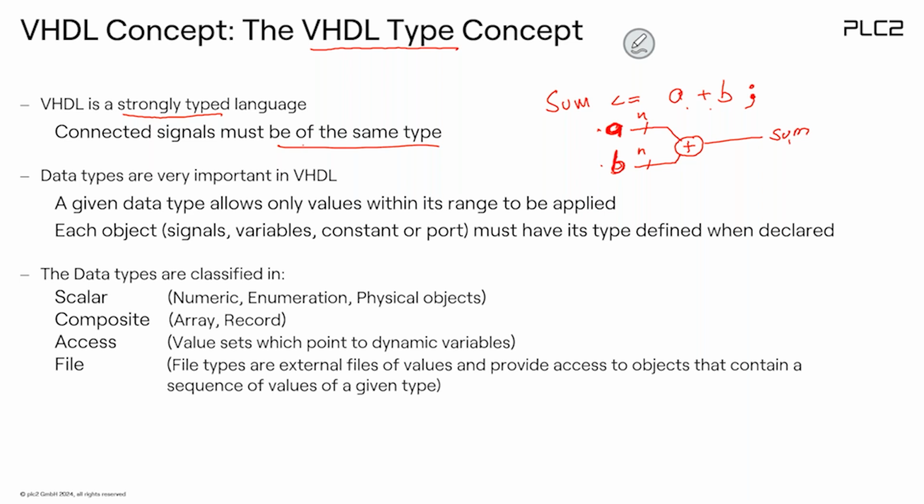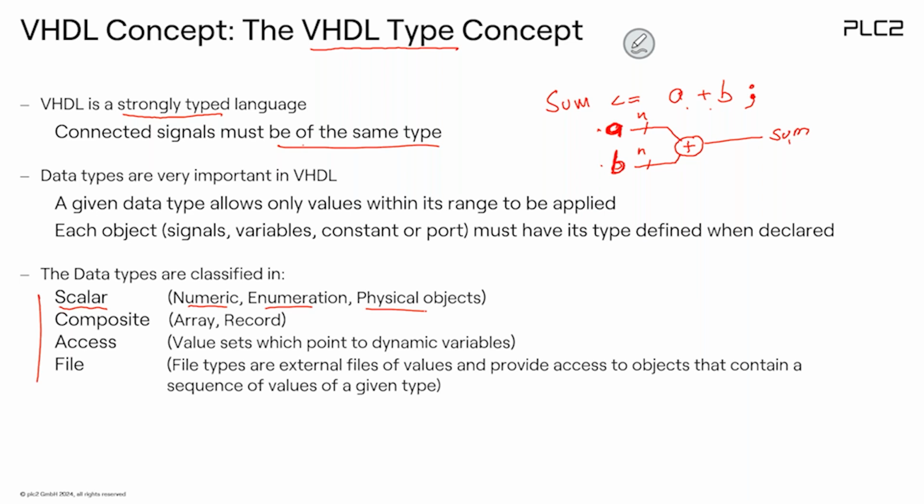Okay, so that's actually very important for us. Inside VHDL, we have four major groups of types we can use for our description. First is the scalar group. This means in this group we can use numeric types, enumeration types, and physical types.